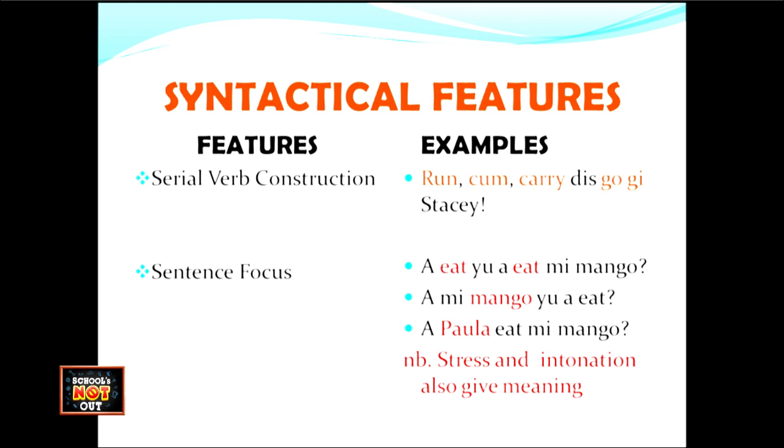You eat me mango. The focus is on eat. You cannot believe that you simply told the person to put down the mango and instead they have chosen to eat the mango. I mean, mango you eat? I don't believe that out of all the fruits, you have chosen to eat my mango. So the focus there is on mango.